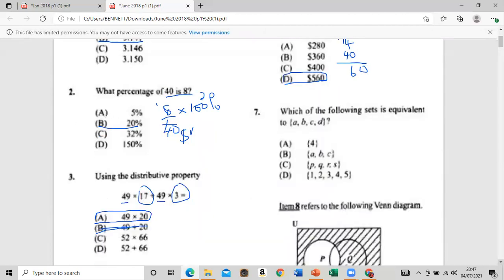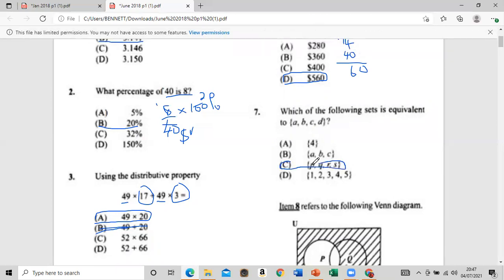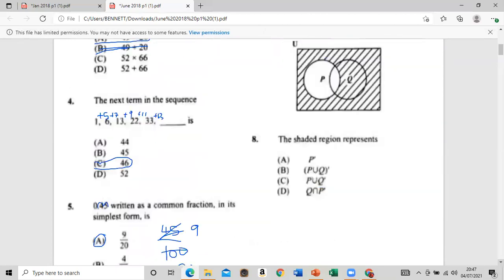Which of the following sets is equivalent to A, B, C, D? So this is basically 1, 2, 3, 4. Students actually do that. It's the same number of elements. So C will be our answer. Shaded region represents, so P prime means not in P. And if you notice, it's not in P. So we don't have to go any further. It's A.